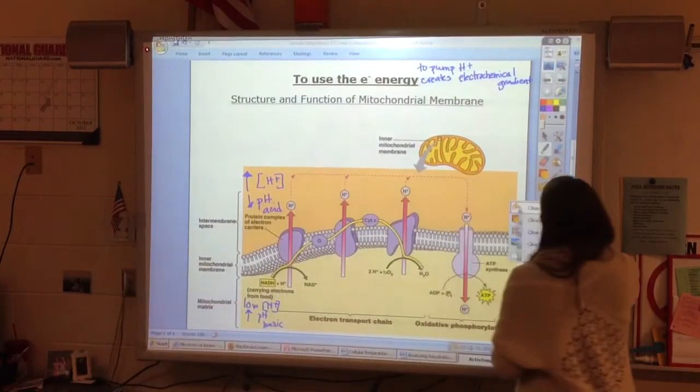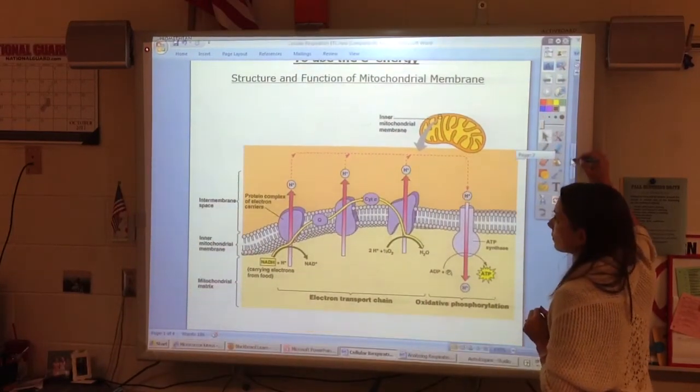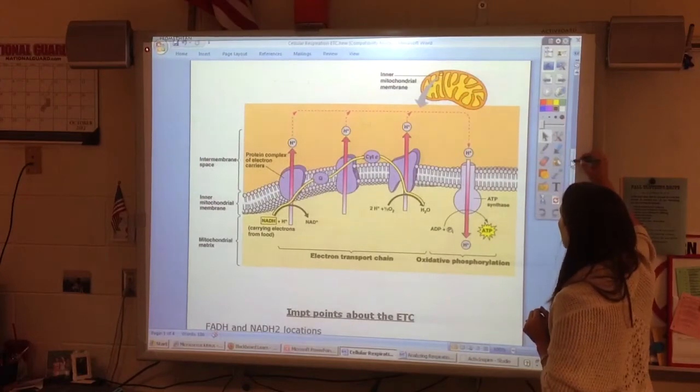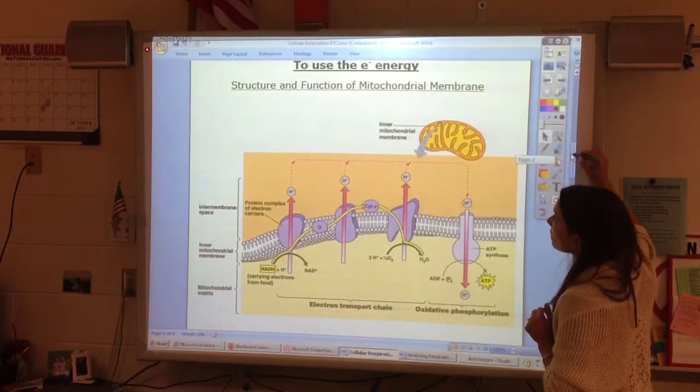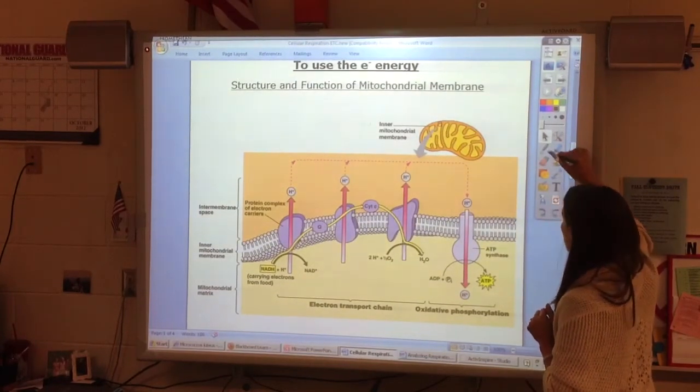Move the picture up a little bit. Okay, so we're using the electron's energy.